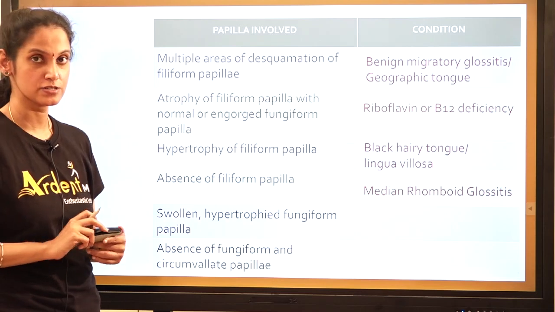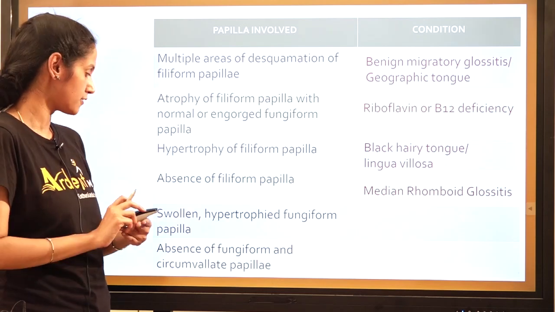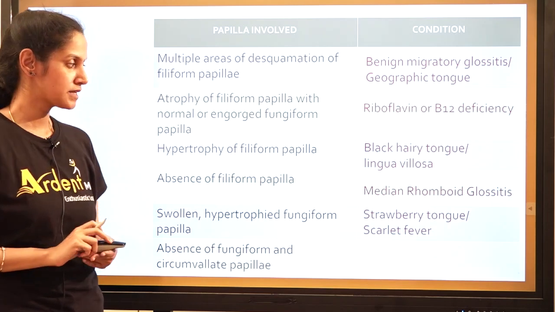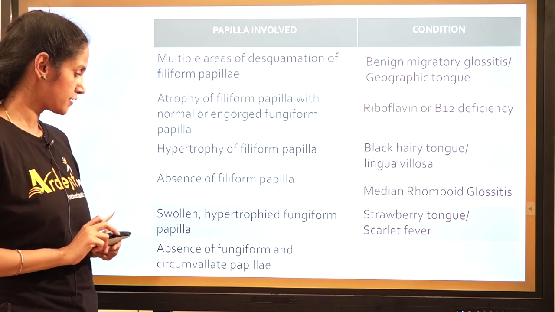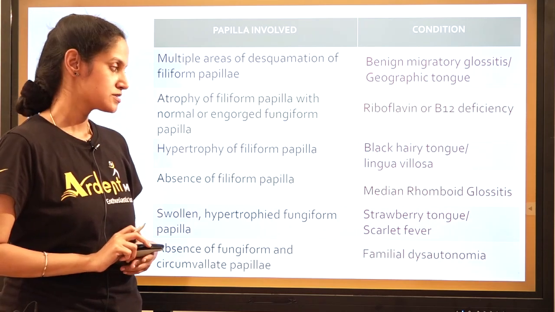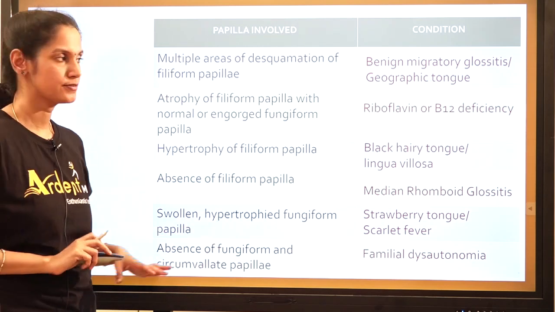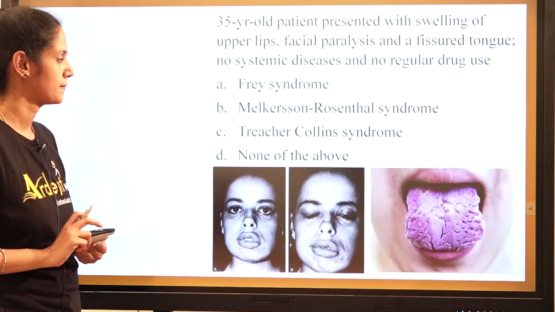Hope we saw the illustrations, the pictures of all these conditions. Swollen, hypertrophied fungiform papillae are seen in strawberry tongue, scarlet fever. Absence of fungiform and circumvallate papillae is seen in familial dysautonomia. So these are a few of the conditions where the tongue has a pathological presentation.